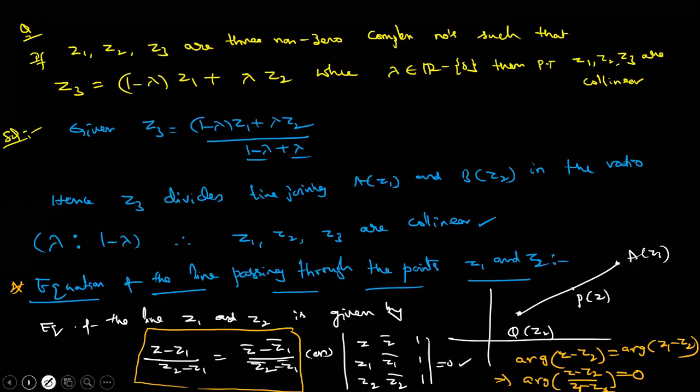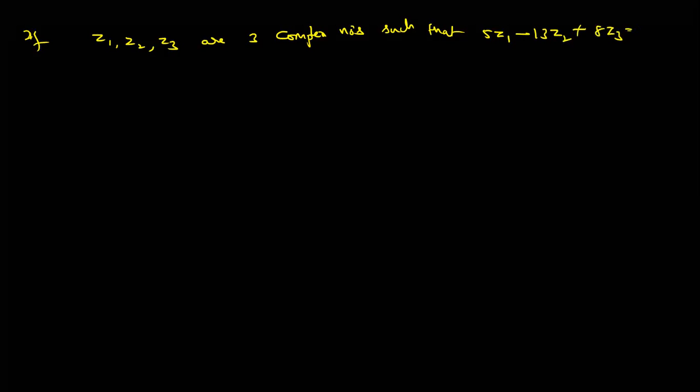See, this one also can be. This is a small example for you. You can practice your subdivision. Sometimes they ask: if Z1, Z2, Z3 are three complex numbers such that 5Z1 minus 13Z2 plus 8Z3 is equal to 0, then prove that Z1, Z2 and Z3 are collinear.